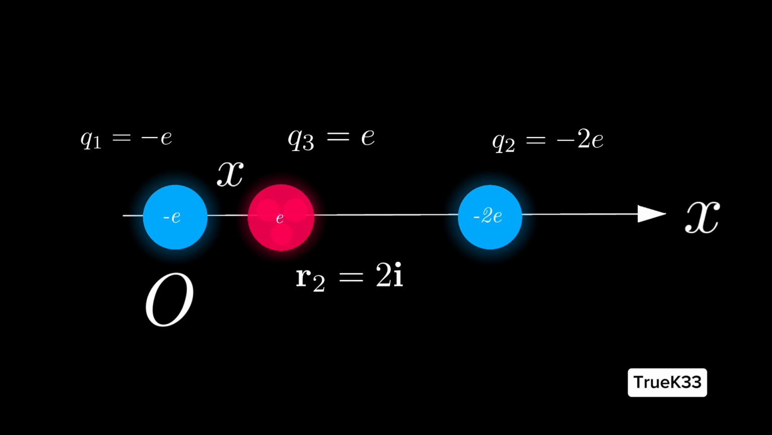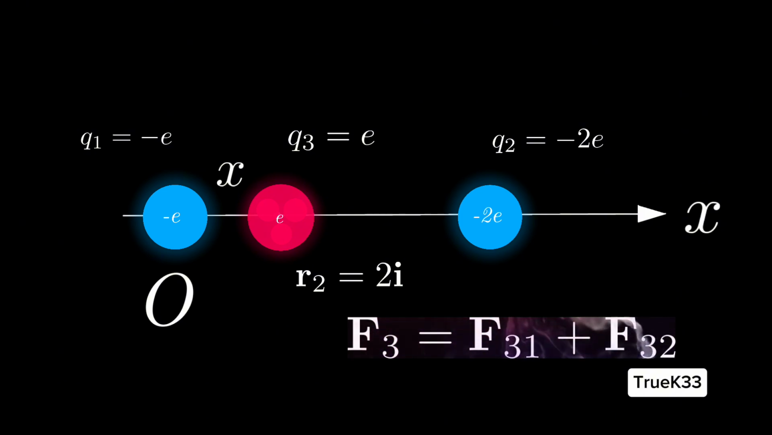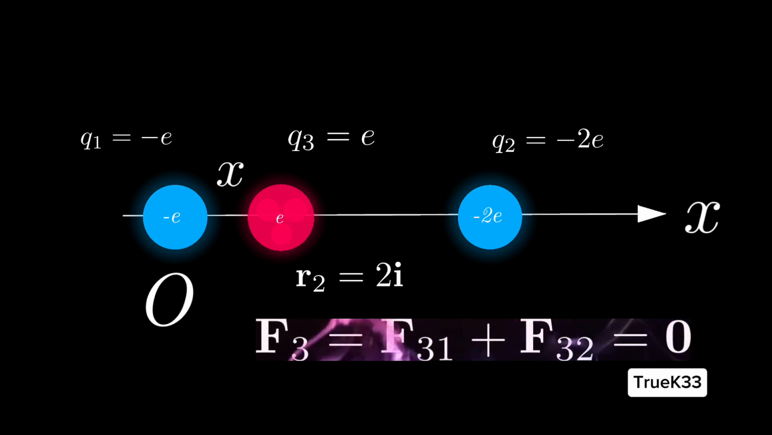To analyze this system, we must ask 2 important questions. The first is, what is the net force that the charges on the left and right exert on the middle charge? And the other is, is there a position x where the third particle is stable, meaning a point where the opposing forces cancel each other out?